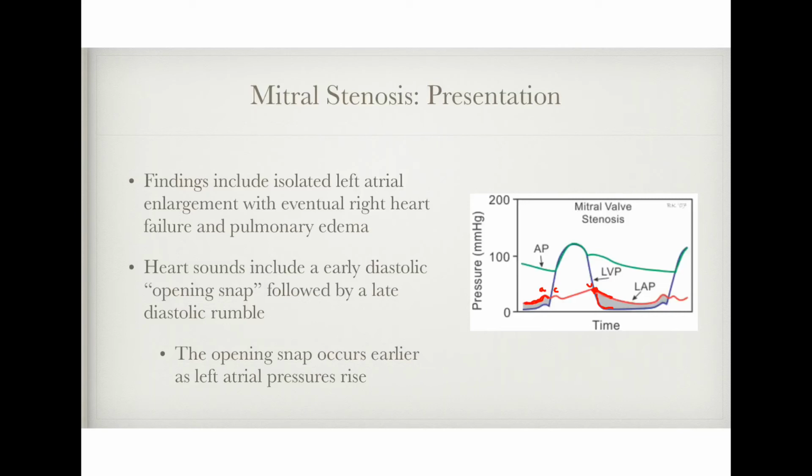And if the left atrial pressure was higher, if the stenosis got worse, we'll draw a new curve in black to reflect the higher left atrial pressure. In this case, the opening of the mitral valve would occur here, slightly earlier in time than the patient with less severe mitral stenosis. So you can see that the opening snap is directly related to the left atrial pressure and the severity of the stenosis.